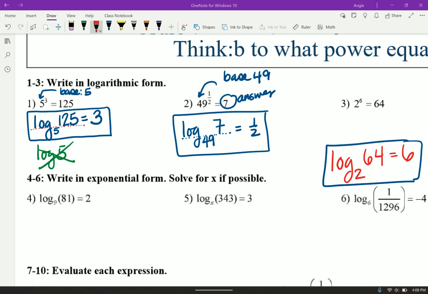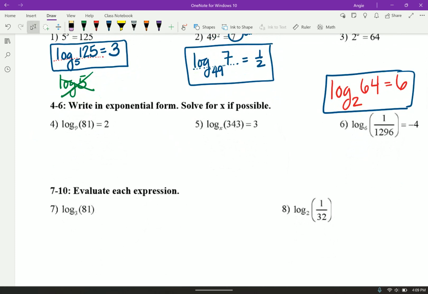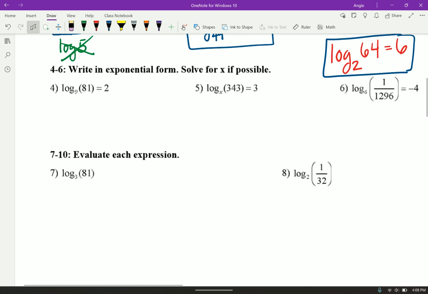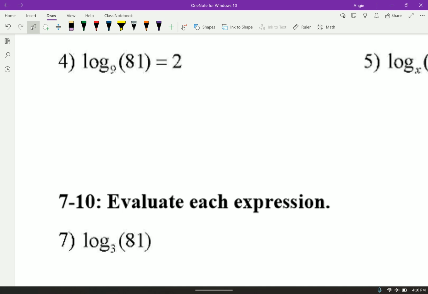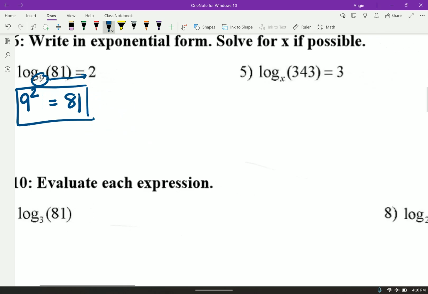Did you guys get log base 2 of 64 equals 6? If you did, good job. Okay. 4 to 6 says, write in exponential form, solve for x if it's possible. So now we are going to go backwards, guys. We have log form, log base 9 of 81 equals 2. Now remember, the base is still 9, so that's still going to be true. So your base goes to the answer. The answer is the exponent equals 81. And clearly, 9 to the second power is 81. So that is a true statement.